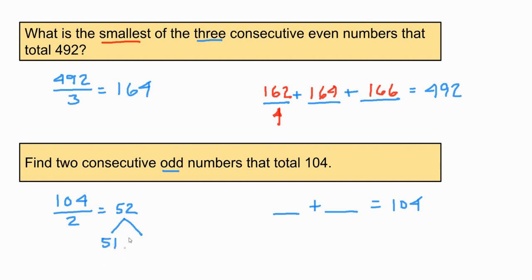51 on the low side, 53 on the high side. Those are the two numbers that we need. The one before our average and the one after our average. So 51 and 53. And that would actually be the answer to this question because they wanted the two consecutive odd numbers. 51 and 53 add up to 104. They're both odd and they are consecutive. So let's take a look at a practice problem.